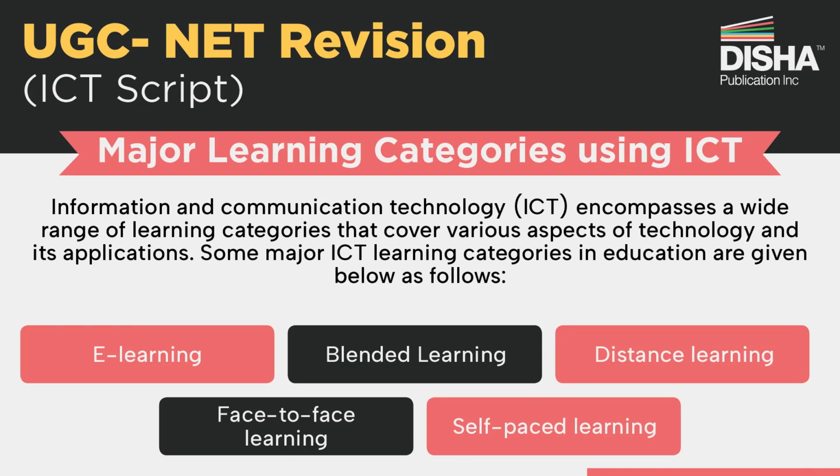Major learning categories using ICT. Information and communication technology encompasses a wide range of learning categories that cover various aspects of technology and its application. Some major ICT learning categories in education are as follows. E-learning. E-learning or electronic learning is an educational method that uses digital technology and the internet to deliver instructional content and facilitate learning experience. It allows learners to access educational materials remotely, often at their own pace, through online courses, webinars, and other digital sources.